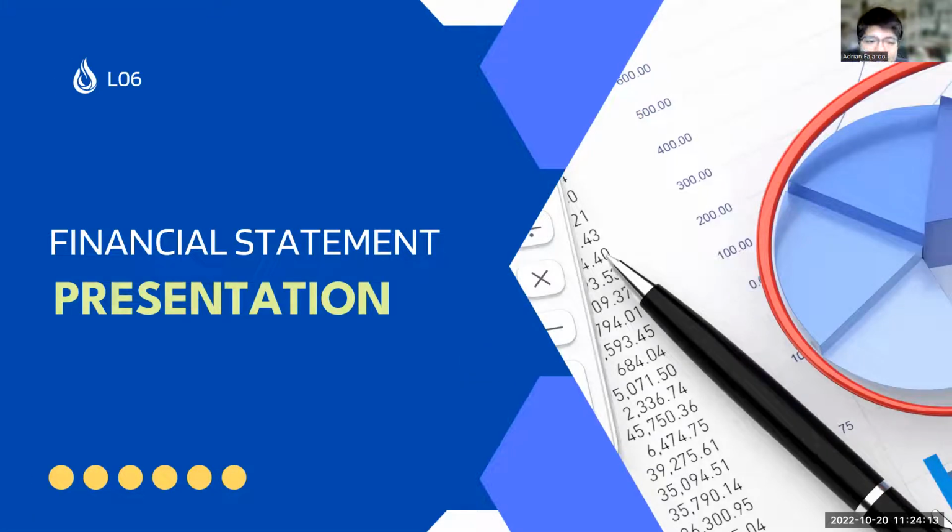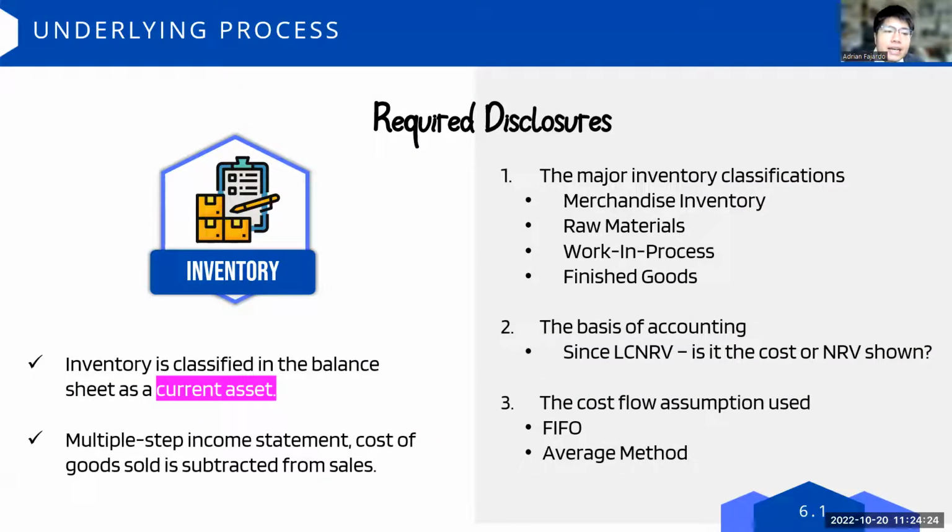So in the last 6 minutes, we'll just talk about the financial statement presentation. Wherein, basically, paano ba natin i-represent? So inventory is classified in your balance sheet as your current asset. And in the multiple step income statement, kindly take note that the cost of goods sold is subtracted from sales.